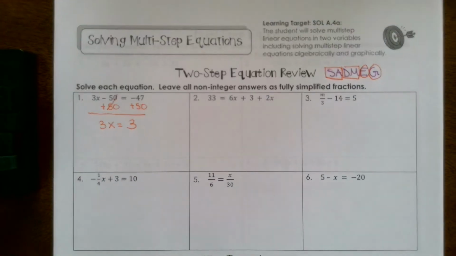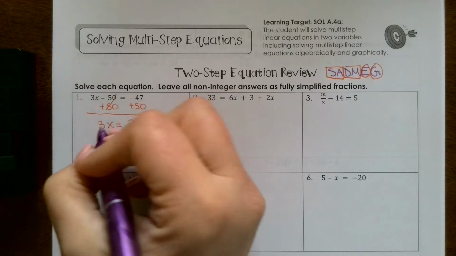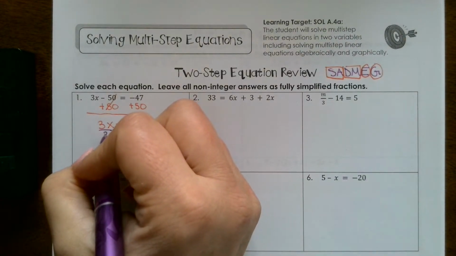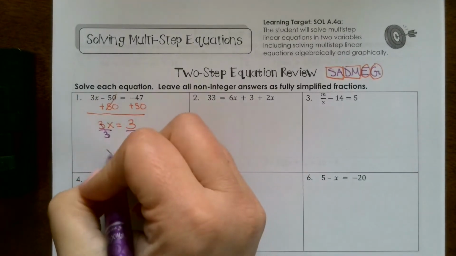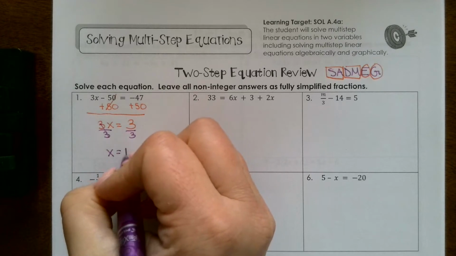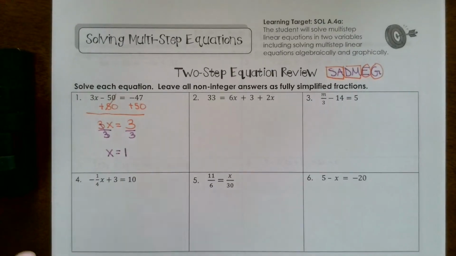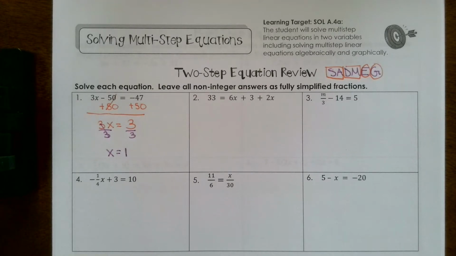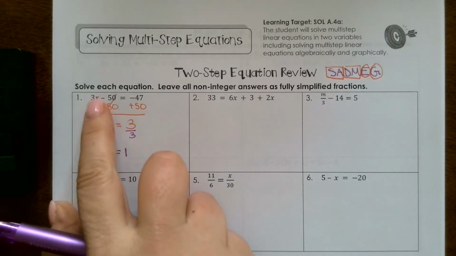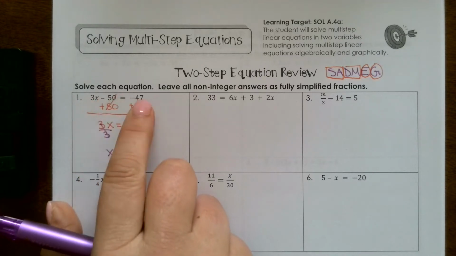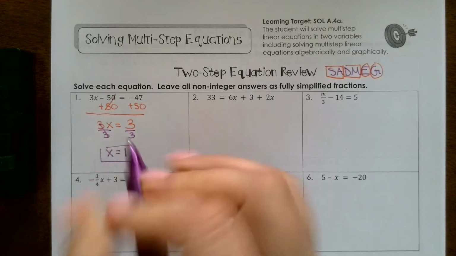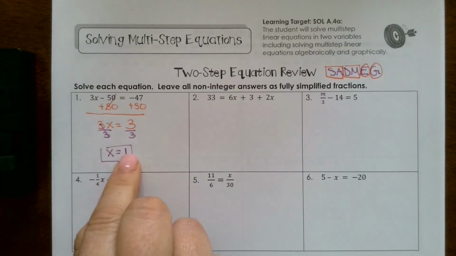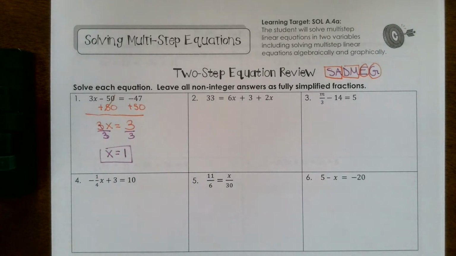I have multiplication and division. The opposite operation of multiplication is division, so I'm going to divide both sides by 3. 3x divided by 3 is x, and x equals 3 divided by 3, 1. The key is I can always check these equations. If I substitute 1 into the original equation, 3 times 1 is 3. 3 minus 50 is negative 47. There's no reason to get these incorrect. You can always prove your answers by substituting the value of x you find into the original equation.